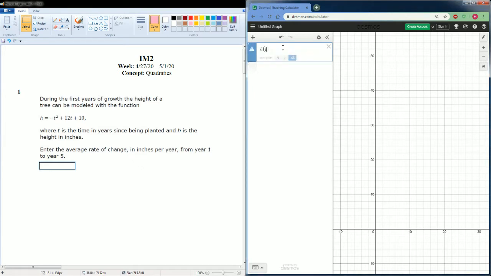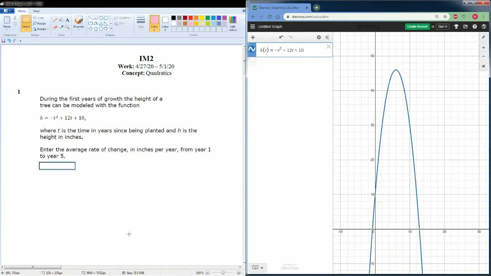So h of t is equal to negative t squared. Make sure you use the caret to get the exponent up there. Plus 12t plus 10. Here they're asking us to find the rate of change from year 1 to year 5. So this is year 1.